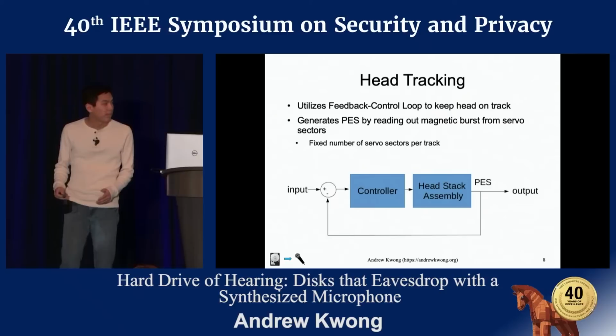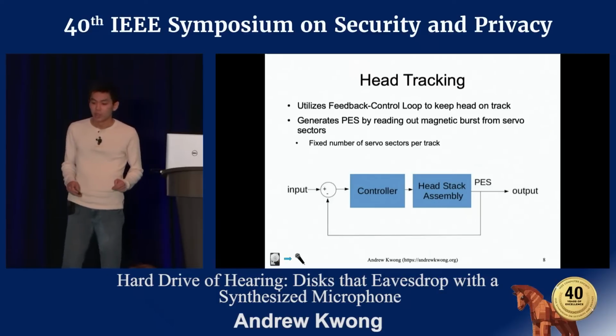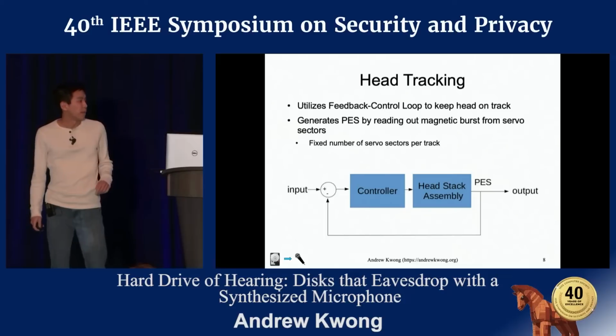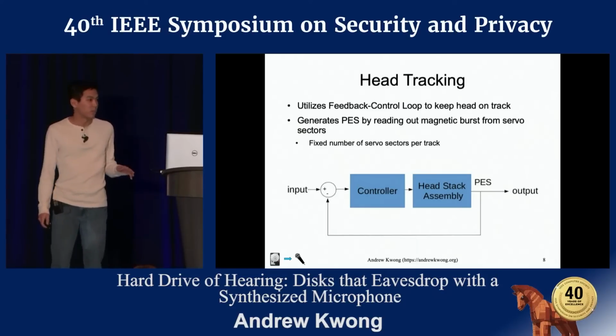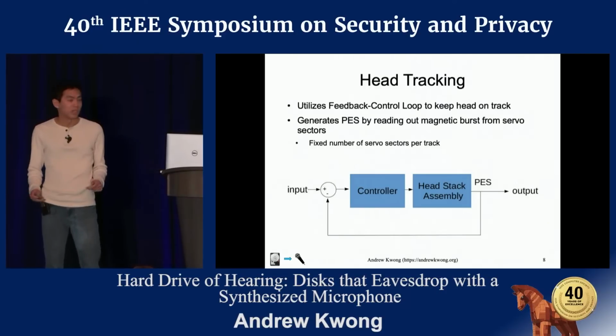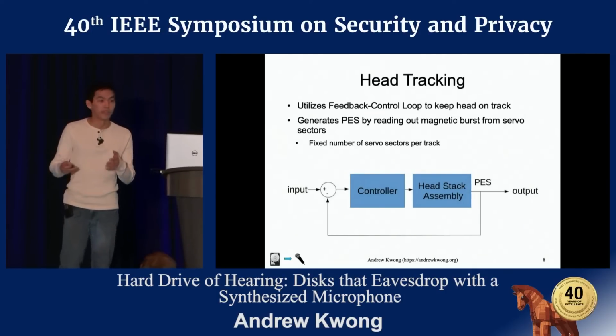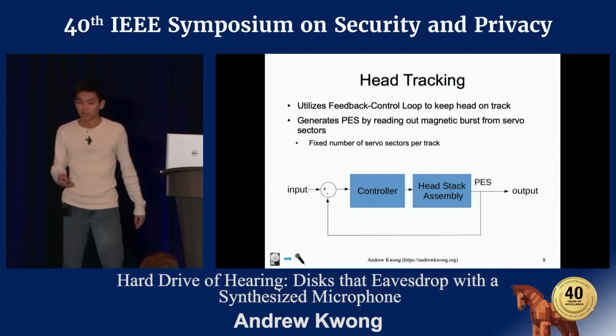The PES is read from special sectors on the platter called servo sectors. There are a fixed number of them per track. As we can see in the figure here, as the head flies over a servo sector, it will read out the PES and then feed that back in as input to the controller, which will then actuate the head to try to correct the error. Again, the error is the offset of the head from the center of the track.